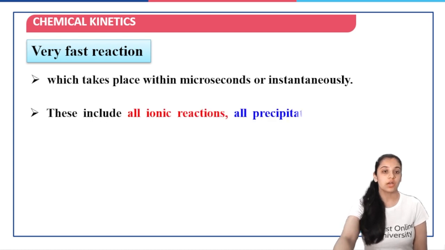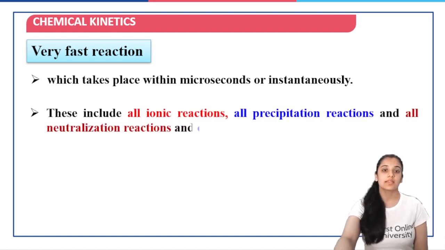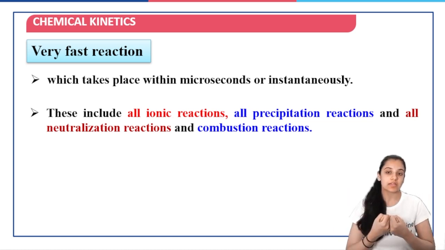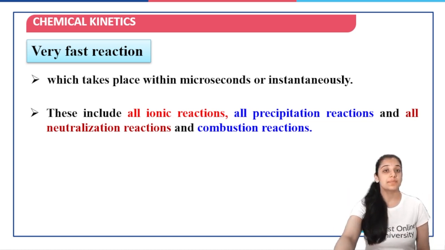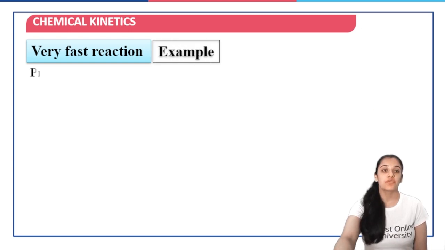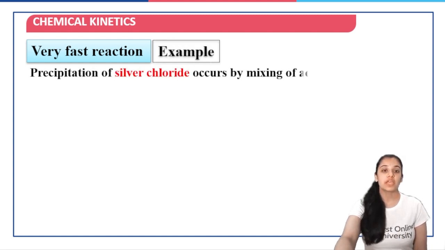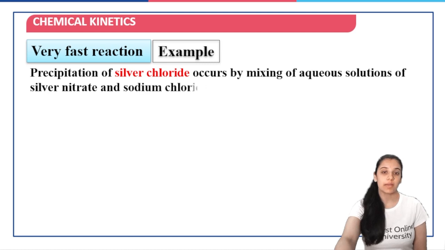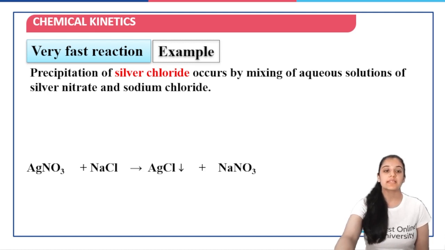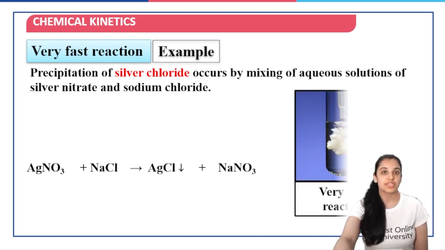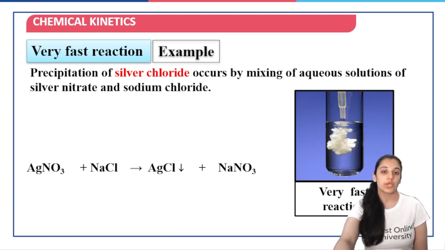These include all the ionic reactions, that is reactions basically involving the ions reacting with each other, then all the precipitation reactions, all the neutralization reactions, and all the combustion reactions. For example, precipitation of AgCl, that is silver chloride, by mixing aqueous solutions of silver nitrate, AgNO3, and NaCl, sodium chloride. So AgNO3 plus NaCl will give me AgCl white precipitate plus NaNO3.